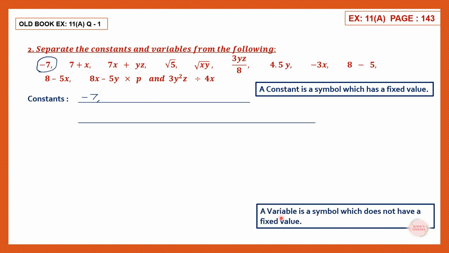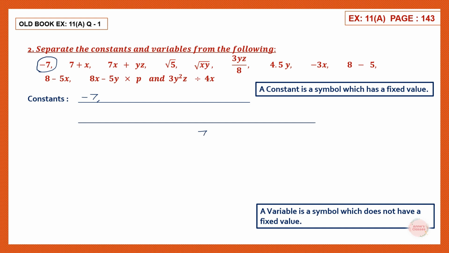Okay, so what are variables? A symbol which does not have a fixed value. So here I can say x is 1, or I can say it's 2, or I can say it's 3. So the value of x keeps changing. So if you have a constant and a variable together, it becomes a variable. Now let me just explain that.